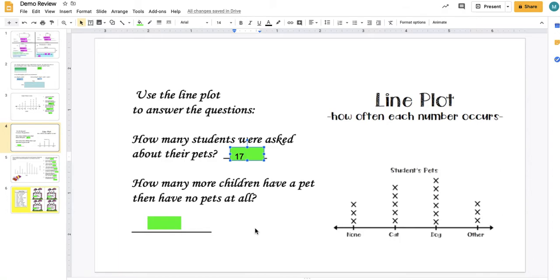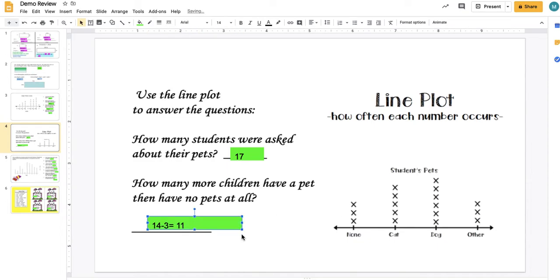17 X's, 17 kids were asked. How many more children have a pet than no pets at all? Now, I know 3 people have none. How many people have a pet then? If I count all of the people who have a pet, cat, dog, or other, I should be getting 14 people who have a pet. There are 3 people who don't have a pet at all. If I do 14 minus 3, I should be getting 11. And I could make this text box a little bigger and write 11 more. 11 more have a pet than have no pets at all.